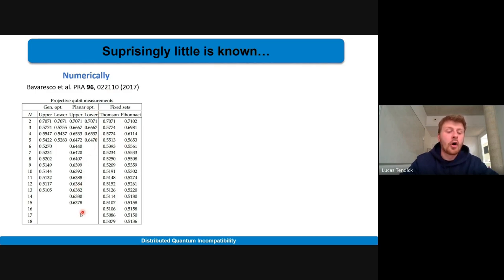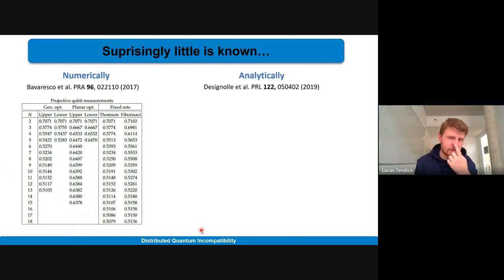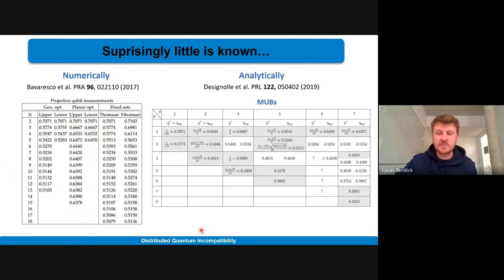And they look at how noise robust they are. But this is some numerics, which gives us an idea of what's happening, but it does not really tell us the physics that's going on. And there's also an analytical work for mutually unbiased bases, looking at the noise robustness in a sense, analytically characterizing this by looking very directly at the structure of MUBs. So this also gives you only a limited idea of what's happening physically.